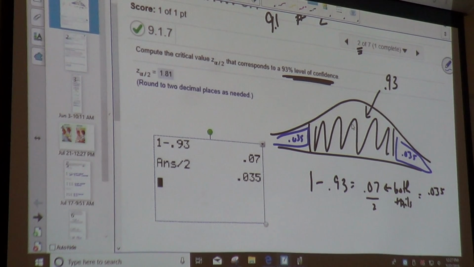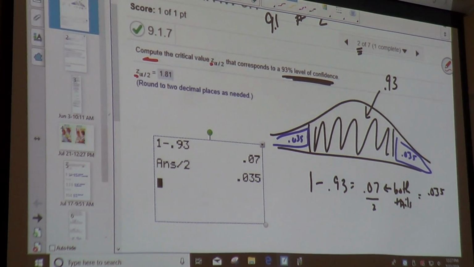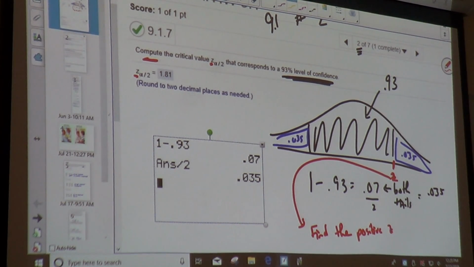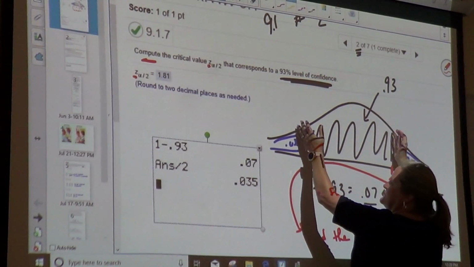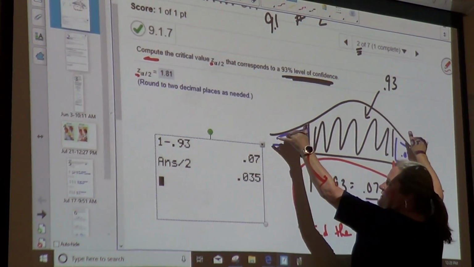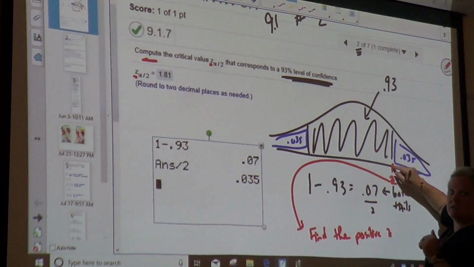Now, because this has a Z in it, it says compute the Z. That's like we're finding the Z score. And for these, we always want to find the positive, so what you're trying to do is find the positive Z. And they're really telling you to do alpha divided by 2 because you're taking that 93% confidence interval and dividing it by 2. But we're really wanting to know this.